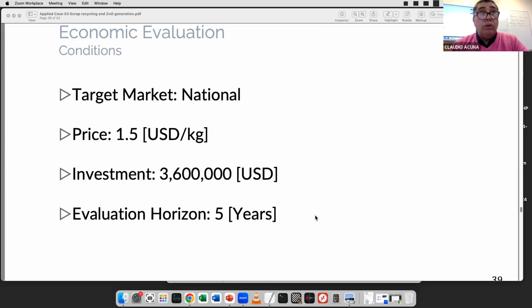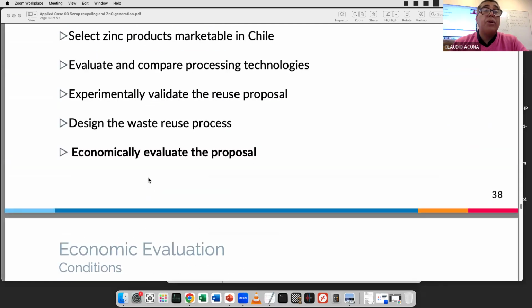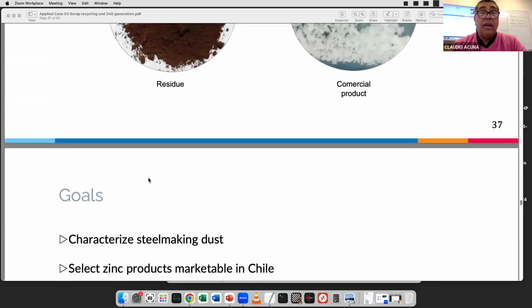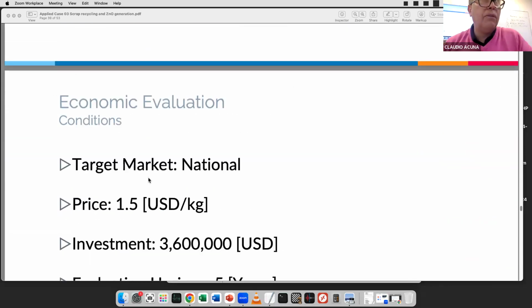Okay, we already know the market, the price, $1.5 per kilogram. Investment, because you know the tank and all these calculations that I said earlier, 3 times for the equipment, 3 times for the rest, something like that. Perhaps in this project they have more detail of the economical evaluation, but it depends on how much time you are investing on that. Okay.